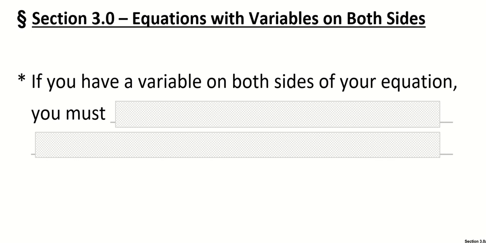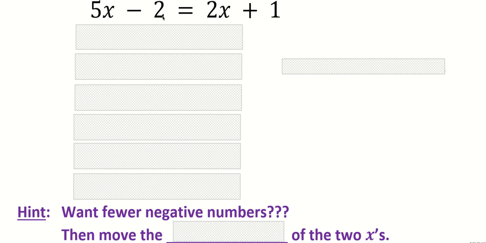Alright, so section 3.0, we're calling this, is about solving equations when your variable appears on both sides. Both sides of your equation means you have your equal sign, and to the left of the equal sign you have your variable appearing somewhere. Usually it's x, but then it also appears on the right side of your equation, to the right of the equal sign.